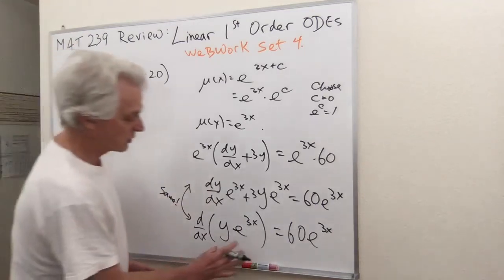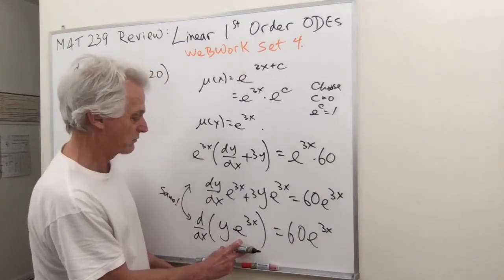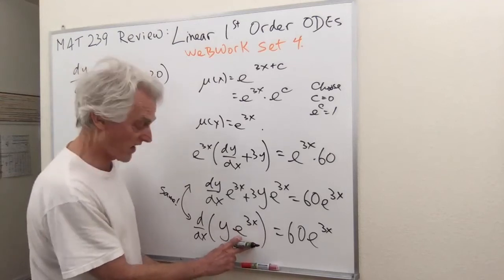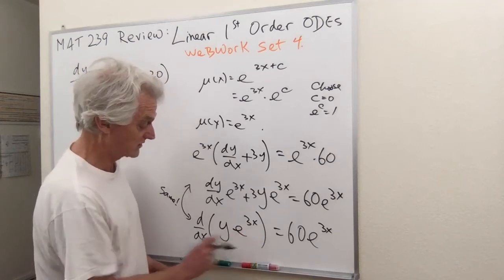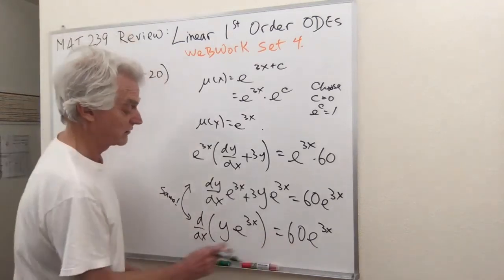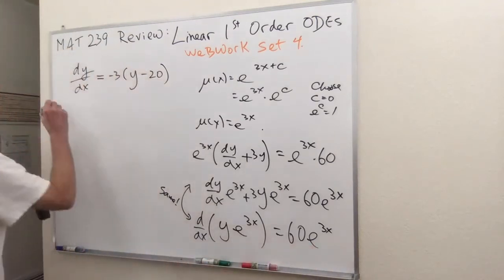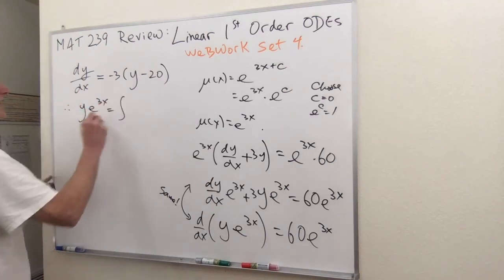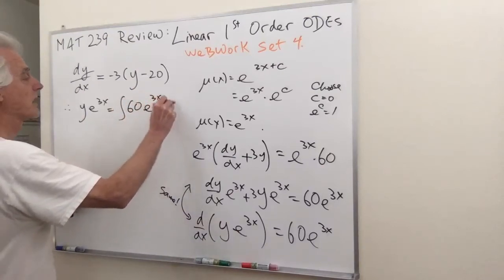So this is the derivative of this new unknown function. I was looking for the unknown function y, but now I have the unknown function y of x times e to the 3x. That unknown function has its derivative being that. But we know how to solve that from Calc 1. If the derivative of a function is that, then the function is the integral of that. We get that y e to the 3x is the integral of 60 e to the 3x dx.